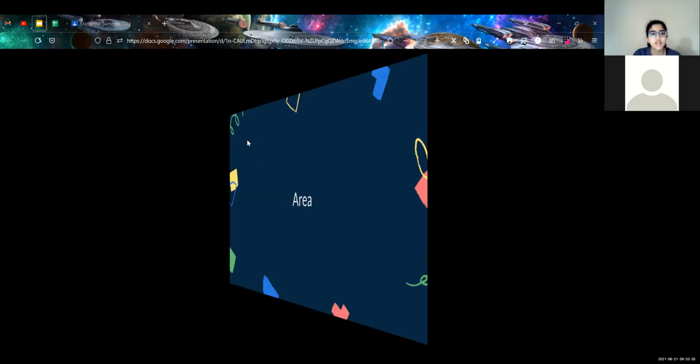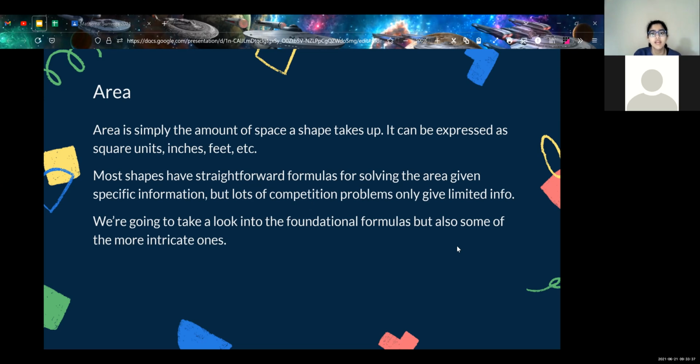So area. Area is simply the amount of space that a shape takes up, and it can be expressed in square units, where the units are inches, feet, etc. And most shapes have a pretty straightforward formula. For example, the area of a square is just the base squared, or one of the side lengths squared. So we're going to take a look into the formulas for the area.